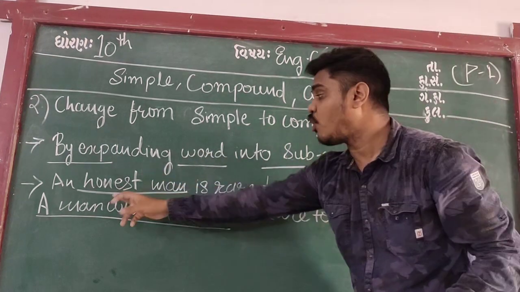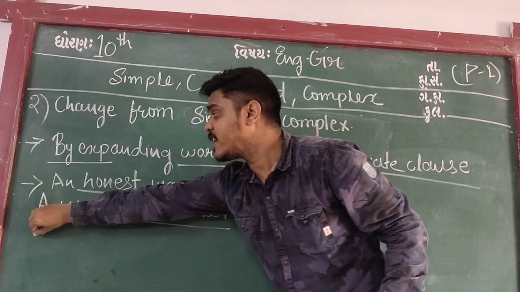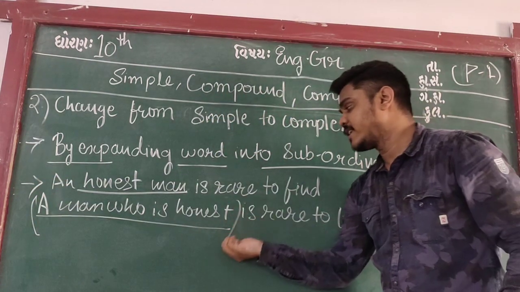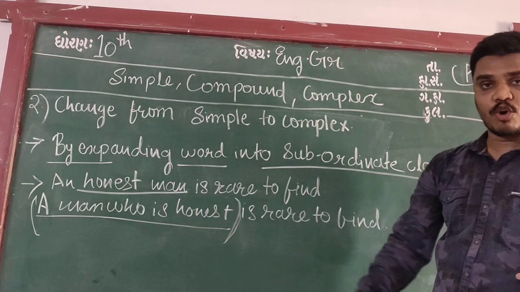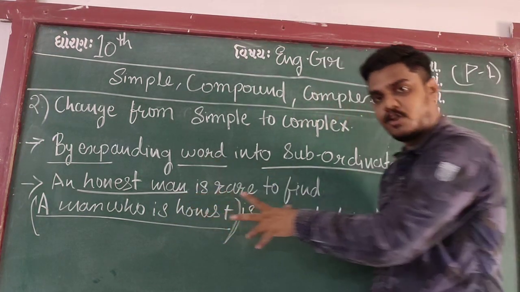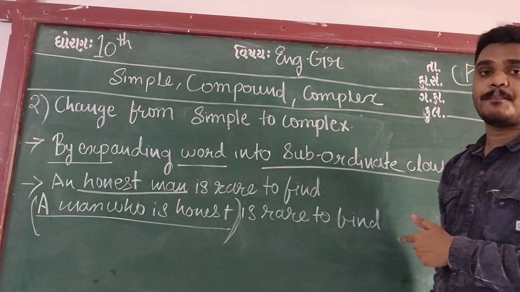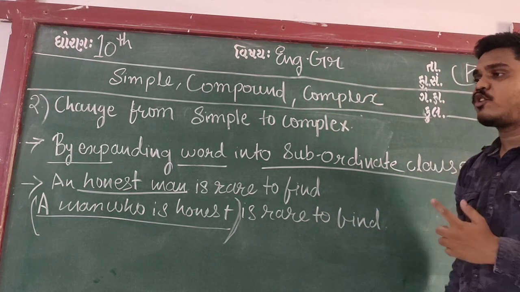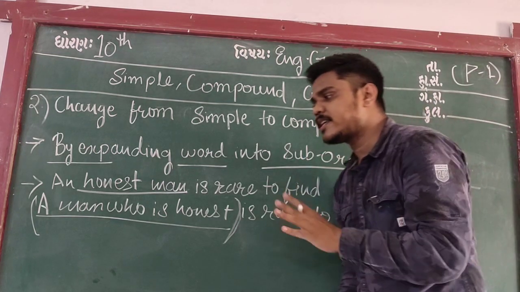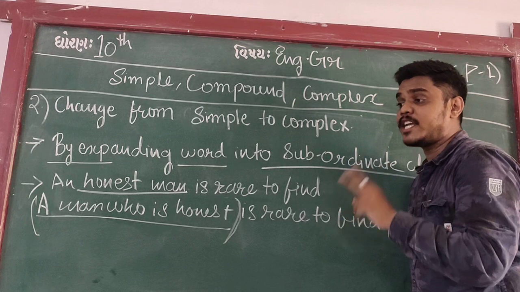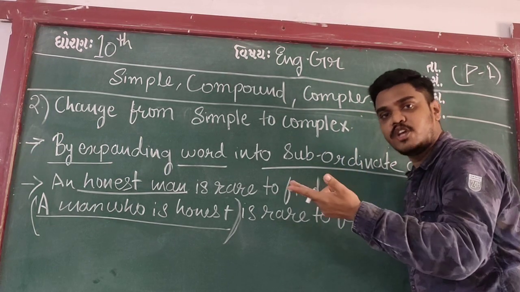The sentence was an honest man, a man who is honest. These changes can be considered as a complexity. It is expanded. I have told you earlier that while solving this type of examples and problems, first of all look at this example carefully and then understand whether I should extend it or not, and where I should extend and which kind of conjunction I should use.